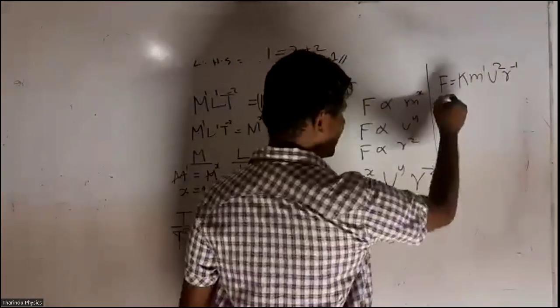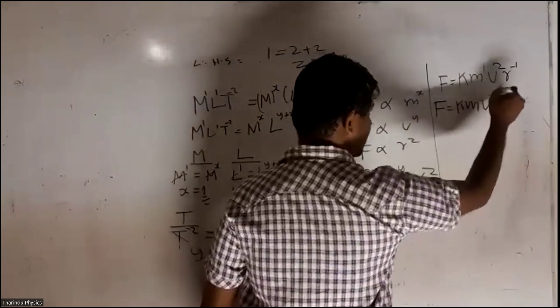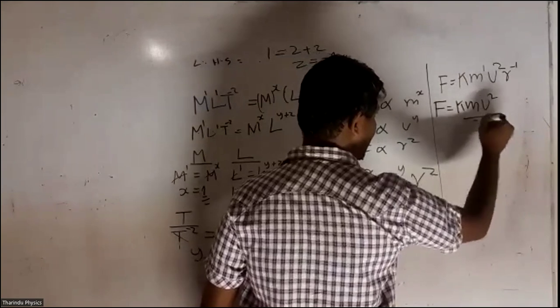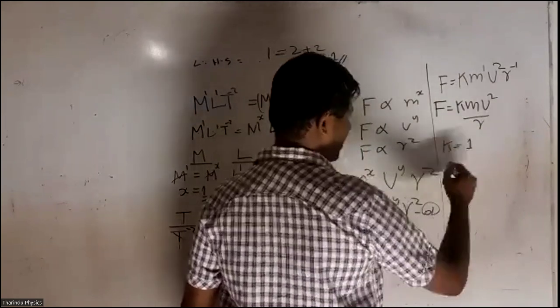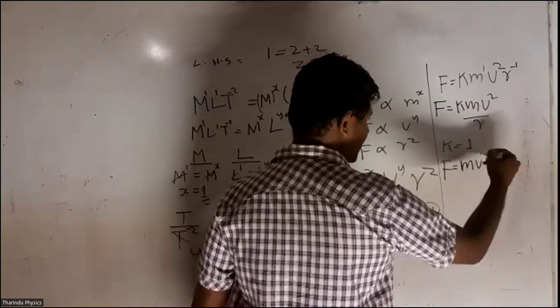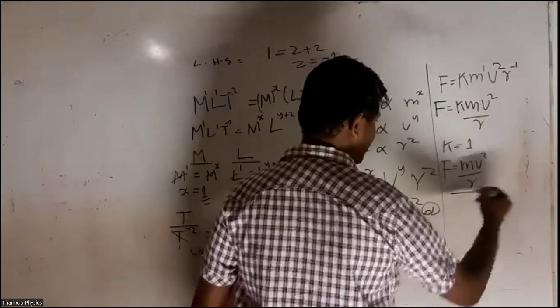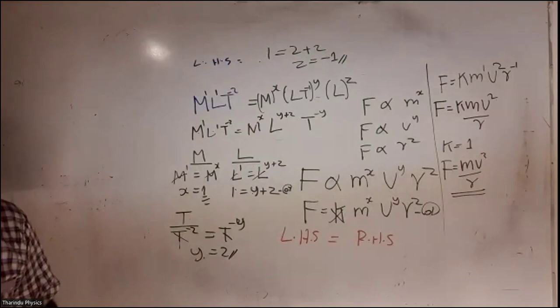So I can write it this way: k m v square over r. And k is dimensionless, it has no dimension. F equals m v square over r. Very, very simple. I'm pretty sure you can understand this.